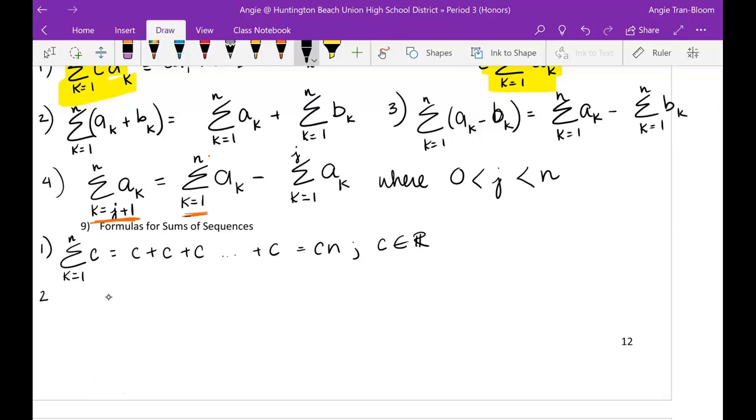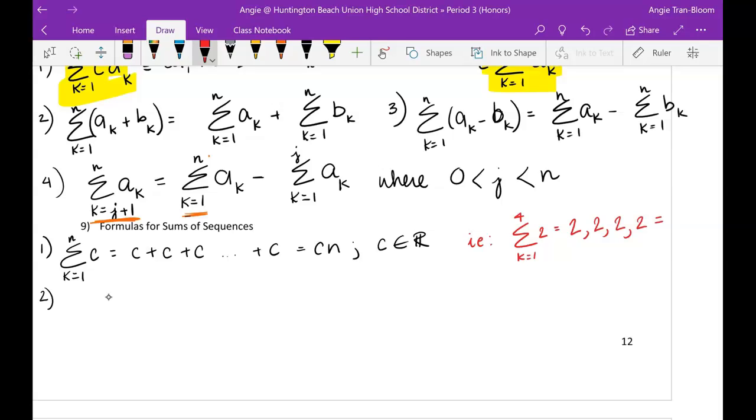Okay, let me just give you a quick example. The summation, k starting at, let's say, 1 to 4, and C is any real number, so let's pick 2. What does that mean? When k is 1, my first term, it doesn't really matter because I just have 2. The next one, when k is 2, I just have 2. The next one, I have 2. And the next one, I have 2.